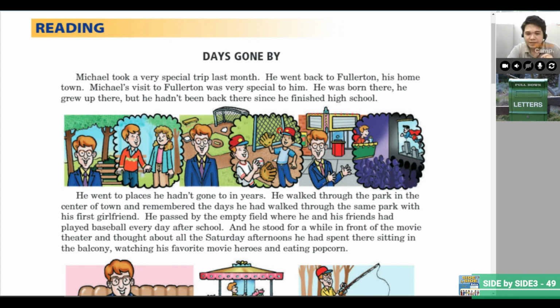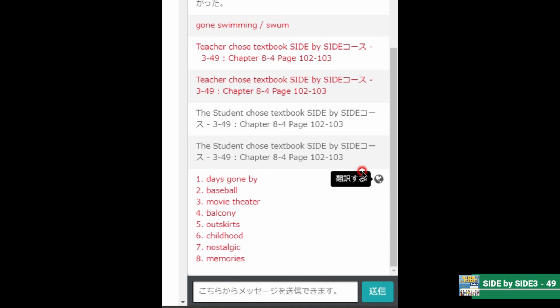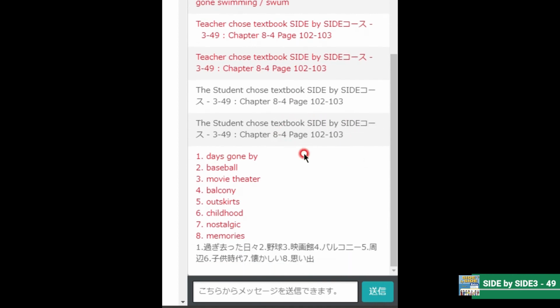Days gone by. Before we start, here are 8 words that you're going to encounter in this story. So let's read it first. Repeat after me. Days gone by. Baseball. Movie theater. Balcony. Outskirts. Childhood. Child, not hood. Hood. Childhood. But just relax. Hood. Childhood. Good.